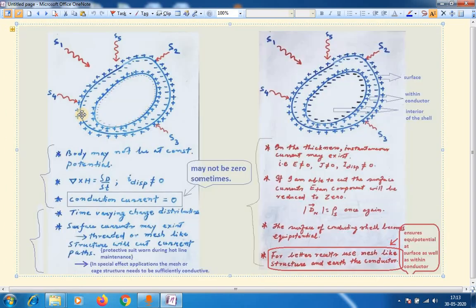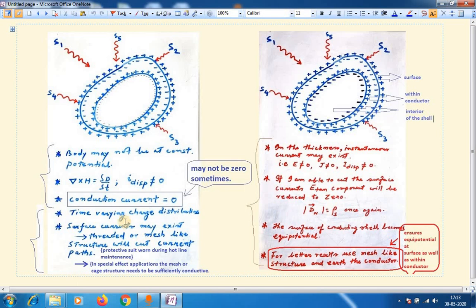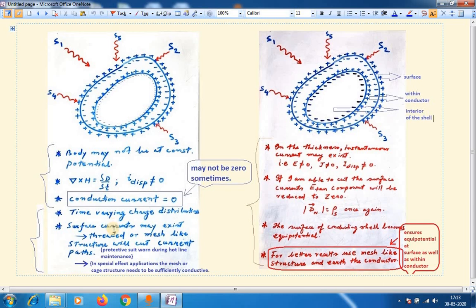So we may have conduction currents that cannot be ruled out, because we are no longer in the electrostatic case. We may or may not have conduction currents, but displacement current will always be there because we are dealing with the time varying case. Fine. So we'll have time varying charge distributions.